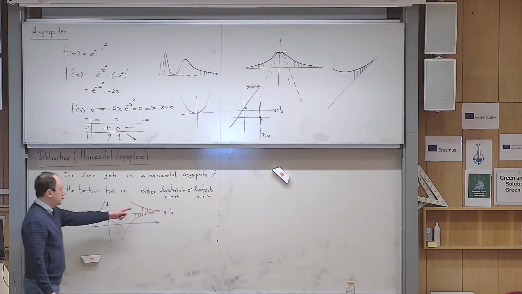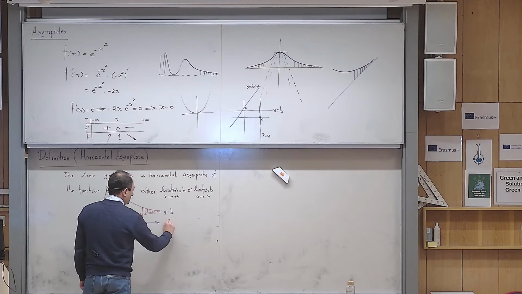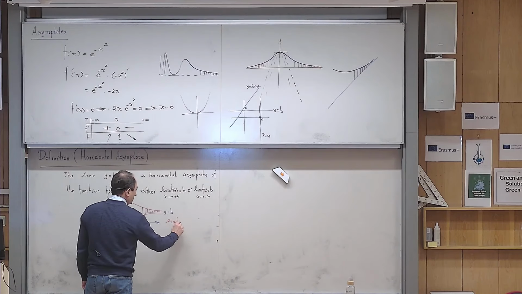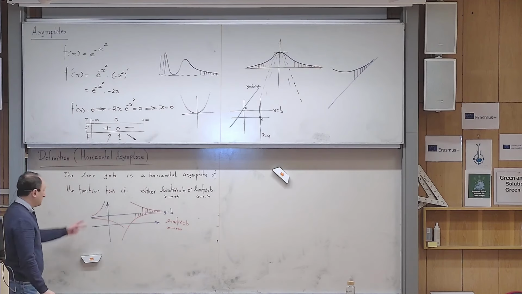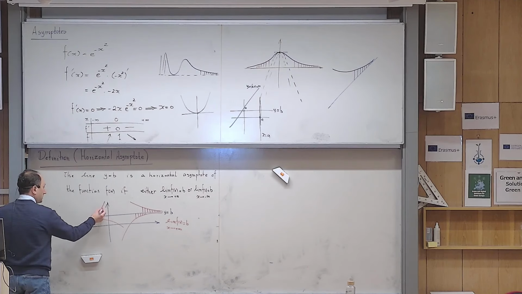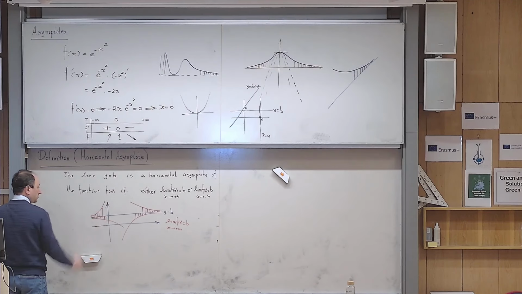So in these two cases, this is fulfilled: the limit of f of x when x goes to plus infinity is b. But in these two cases, the deviation from this straight line is negligible, either in this case or that case. In these two cases, we say the limit of f of x when x goes to minus infinity is b.